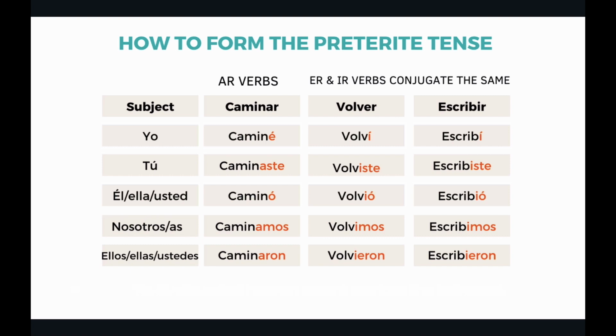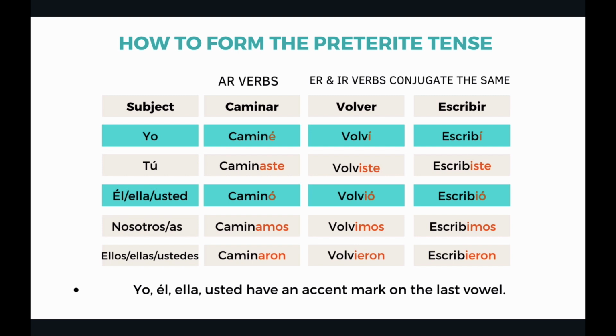So here we see how to form the preterite tense. We have the subjects over here to the left, and we have these 3 example verbs so that you can see how the AR verbs conjugate. And then fortunately, the ER and the IR verbs actually conjugate the same way. So the verbs ending in AR have their specific conjugation endings, and the ER and IR have their specific endings, and those are the same. So here are just a few things to start to notice.